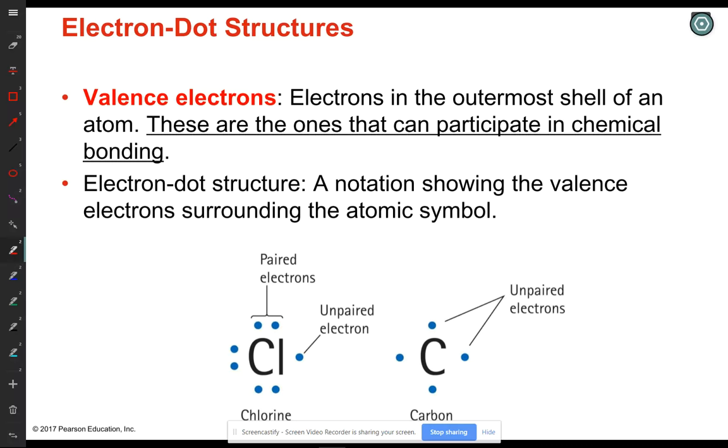So chlorine here is in our 3rd period. It has 8 electrons in the outer shell. And so if you look at the chlorine, it's in the 7th. It's in the next to last column.